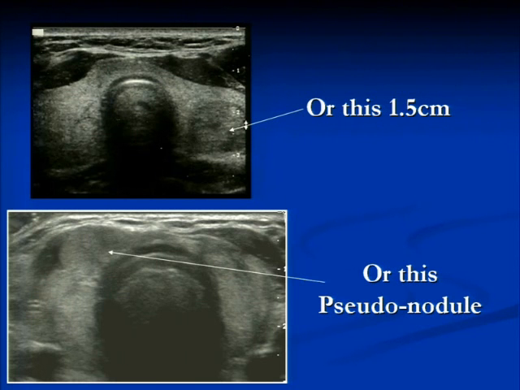And sometimes we feel nodules that may not be there. So this is an example of a Hashimoto gland with what we call pseudonodules, where you may be palpating what you feel is a nodule here, but really it's an irregularity and heterogeneity within a Hashimoto gland.